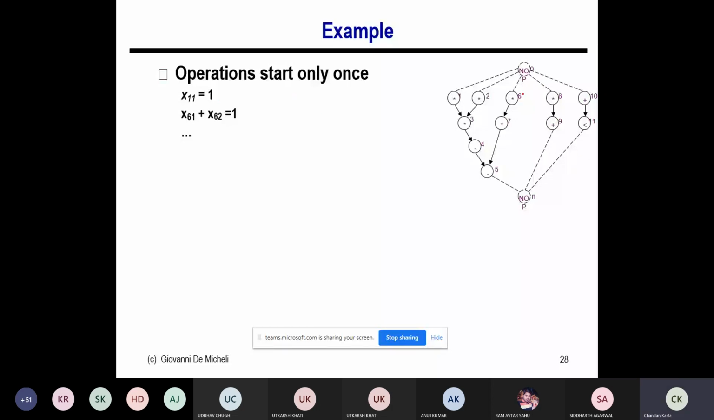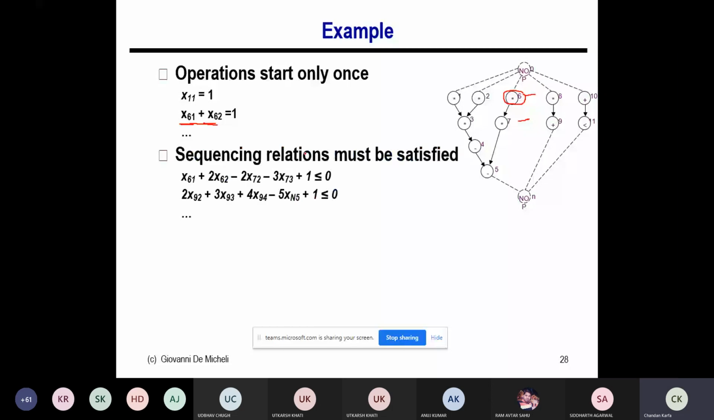And similarly for operation 6, it has mobility 2, so it can be scheduled in time step 1 or time step 2. So I'm just making x6.1 and x6.2. That means my ILP will tell either x6.1 is 1 or x6.2 is 1. One of them is 1, right? So that makes sure that only in one time step this operation 6 will start. So this way, for each node, I will have a set of such constraints.